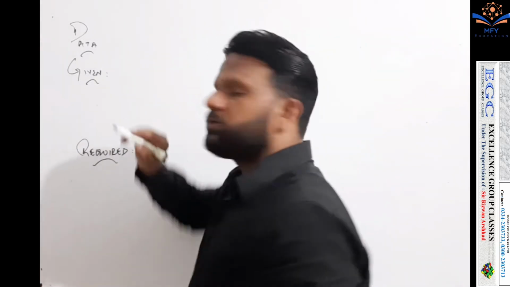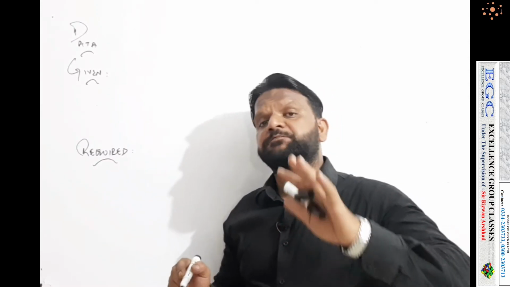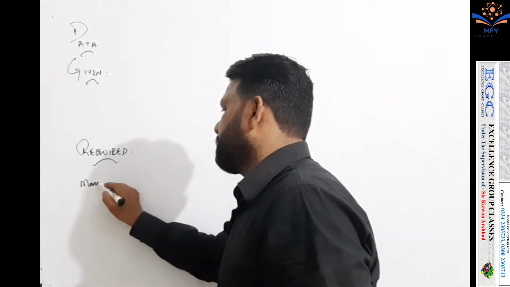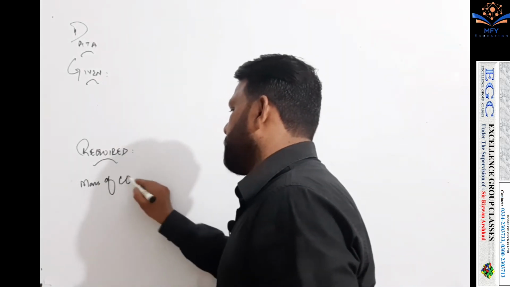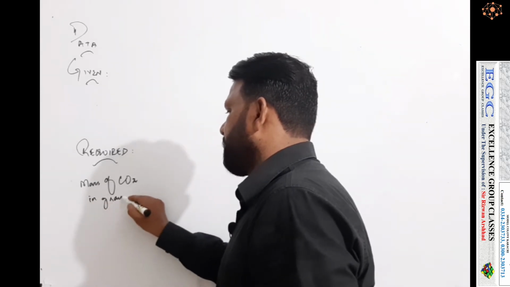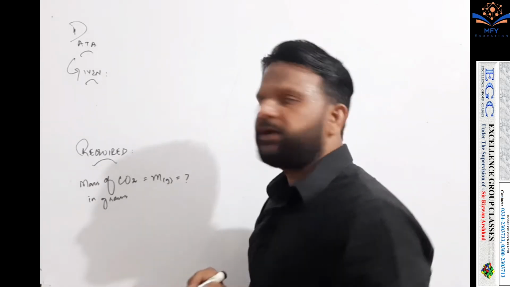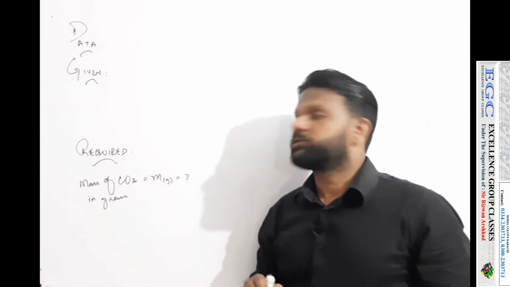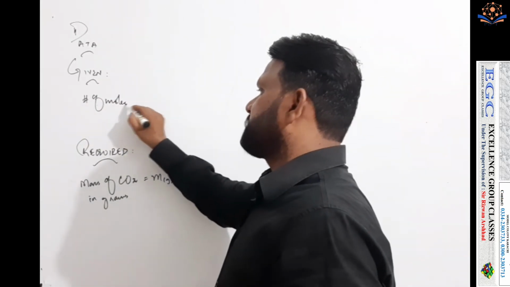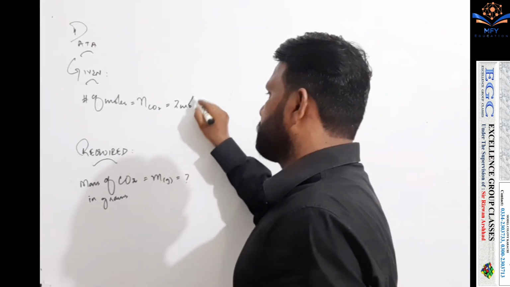Now I am going to repeat the question. Calculate the mass in grams present in 2 moles of carbon dioxide. We are going to calculate the mass of carbon dioxide in grams. It means that we will have to calculate the mass in grams of carbon dioxide by using 2 moles of carbon dioxide. It means that the number of moles, which is represented by n, is 2 moles.